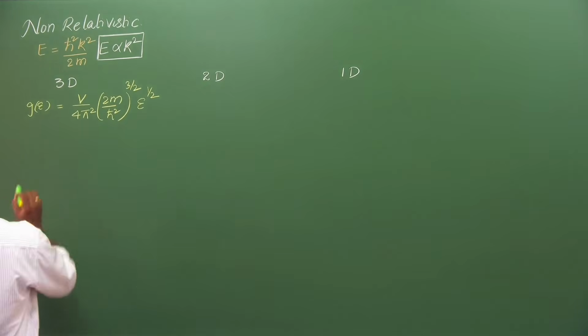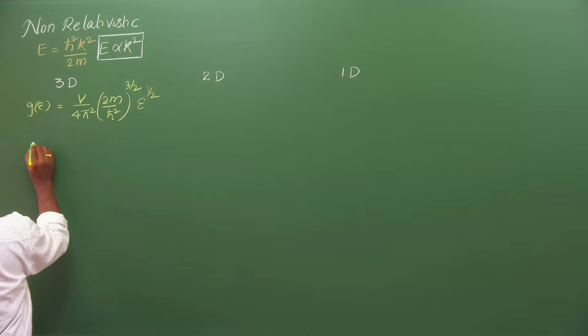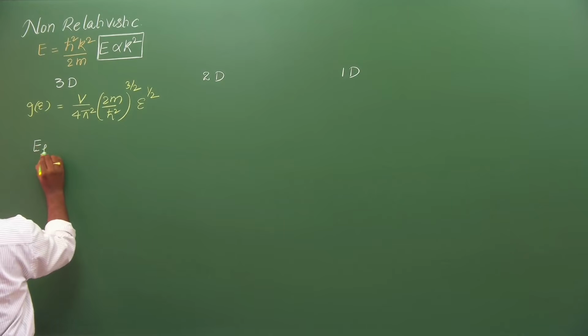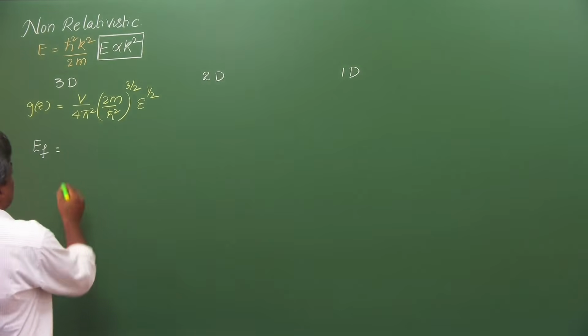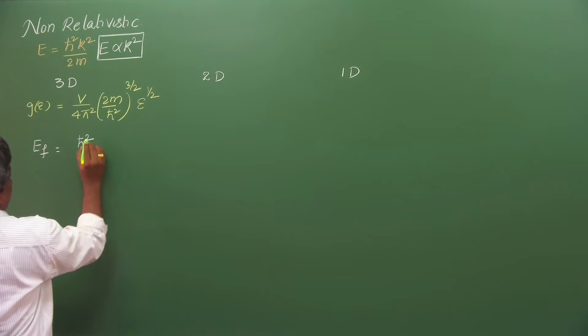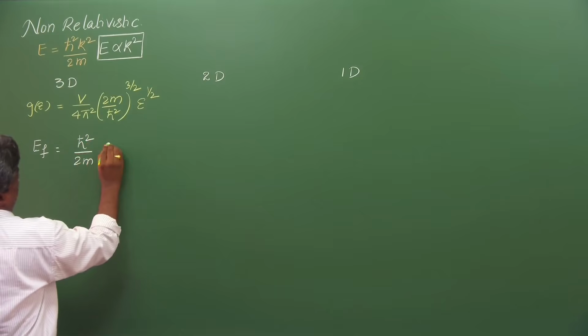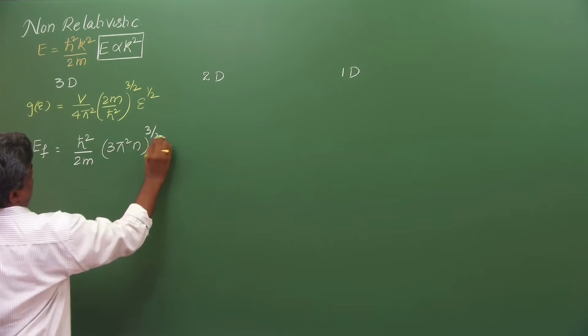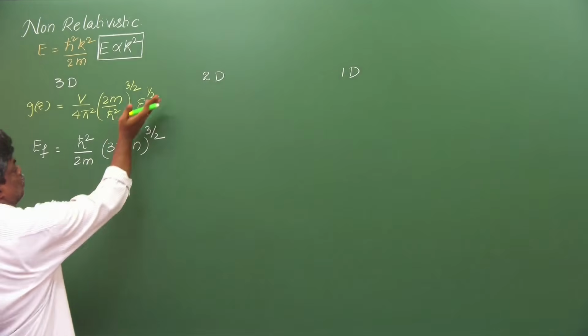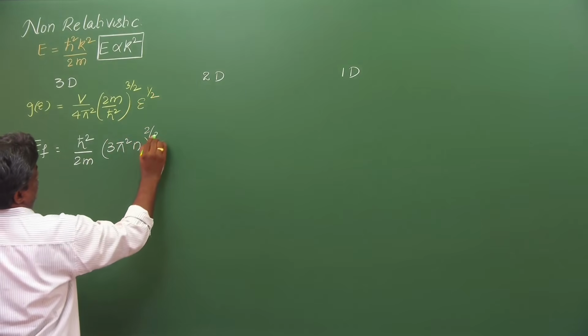Good. And next for 3-dimension, I would like to write the Fermi energy. I don't want to write the number and total energy, I want the Fermi energy. Fermi energy: ħ²/2m (3π²n)^(2/3).